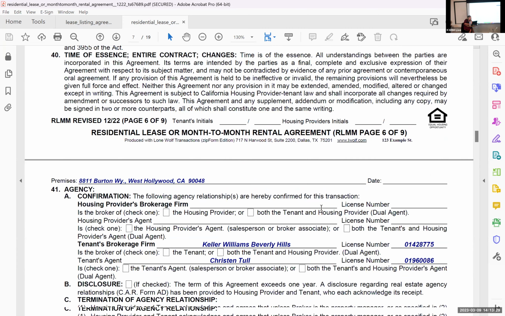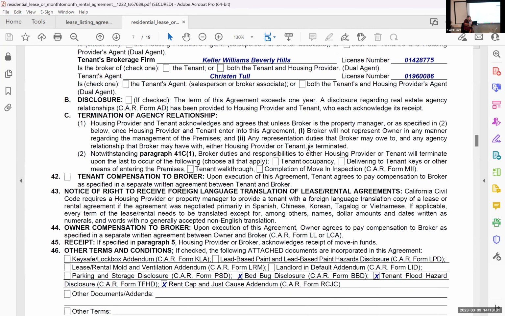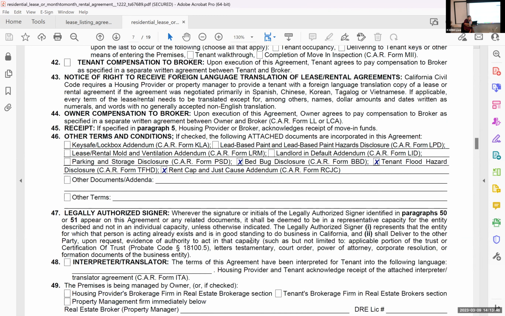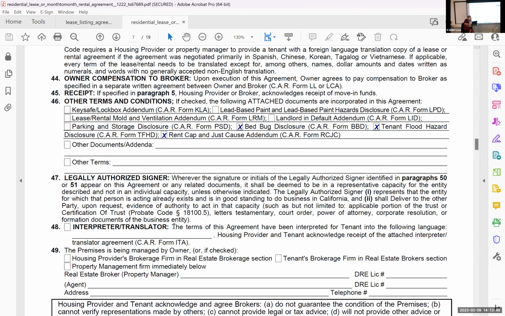Confirmation of agencies, we know about that already from the RPA. Any other terms, any amendments or other documents you're attaching to the lease agreement? What if you have a very long list of items included for a fully furnished place, that kind of thing? Legally authorized signer, if there was an interpreter.